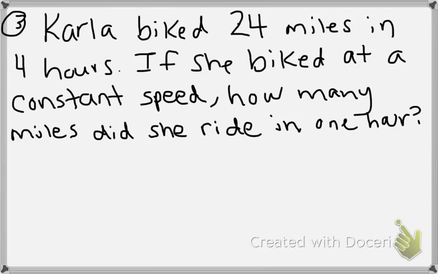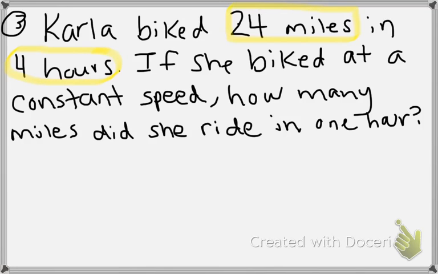Okay, here's a word problem. Carla biked 24 miles in 4 hours. So first things first, we found 2 important pieces of information here. 24 miles, let's put a box around that. In 4 hours, let's circle that.